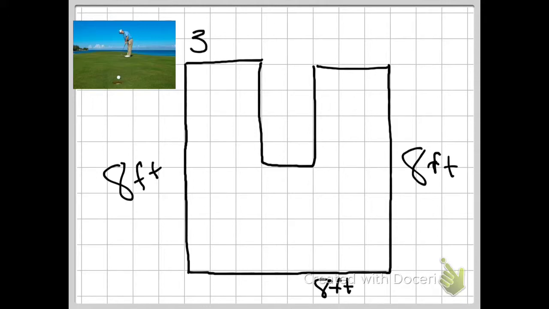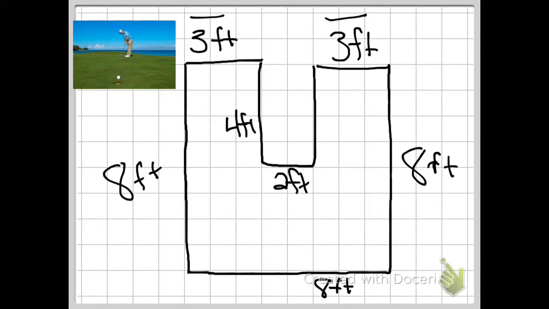You've got 3 feet up here. You've got 3 feet over here, which means if this side is 3 feet and this side is 3 feet, and it's equal to that 8, what's left over is you have 2 feet over here. And then each of these sides are 4 feet long. The question is, how many square feet can cover this golf course?